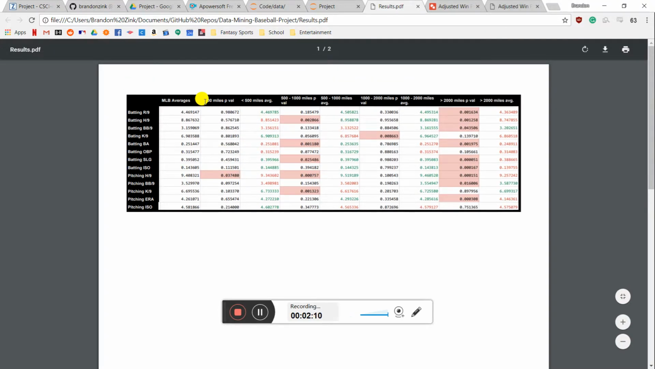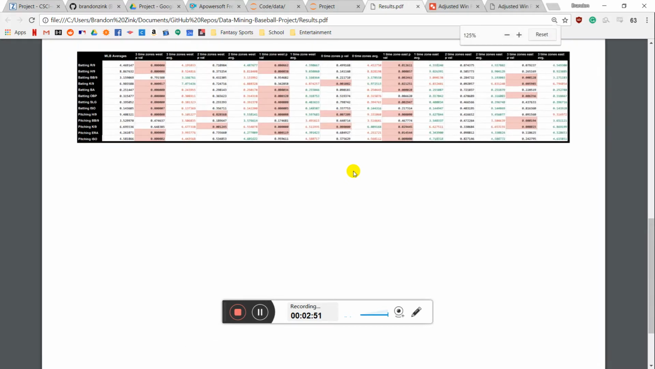So this is categorized by miles. We split it into different mile segments: less than 500, 500 to 1,000, 1,000 to 2,000, and greater than 2,000, which is the distance traveled for each game. And this only looks at the away team stats. If it's red, that means the p-value was significant using a significance level of 0.05. If it's red, it's less than the MLB average. If it's green, it's higher. And this is also included in our final write-up. So as you can see, 500 to 1,000 has a number of significant categories, as well as greater than 2,000 miles.